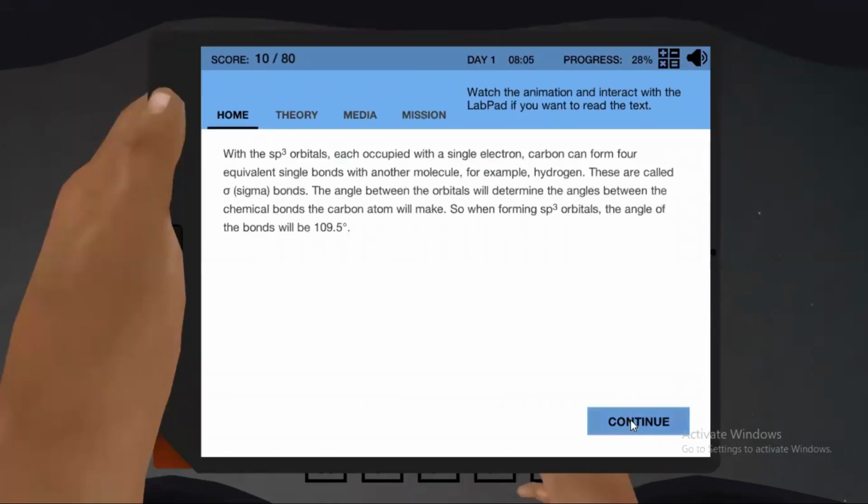With the sp3 orbitals, each occupied with a single electron, carbon can form 4 equivalent single bonds with another molecule, for example, hydrogen. These are called sigma bonds. The angle between the orbitals will determine the angles between the chemical bonds the carbon atom will make. So when forming sp3 orbitals, the angle of the bonds will be 109.5 degrees.